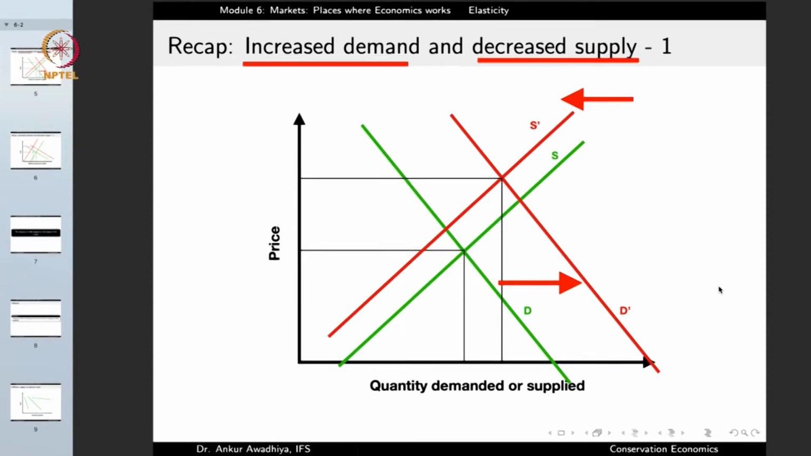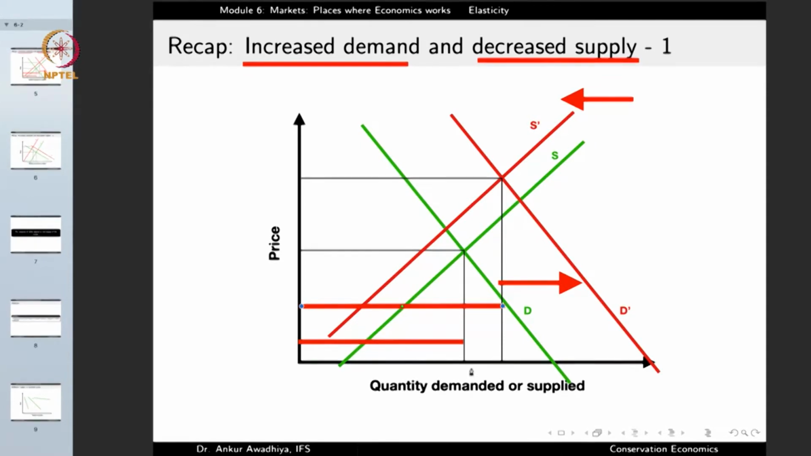But what is happening to the quantity that is demanded or supplied? Well, the earlier quantity was represented by this point. So this is the quantity that was demanded or supplied earlier. The new equilibrium is at this point. So the quantity that is demanded or supplied has now reached this point. So in this case, what we are observing is that the new quantity that is demanded or supplied is greater than the earlier quantity that was demanded or supplied.